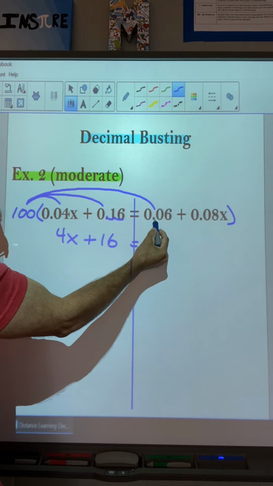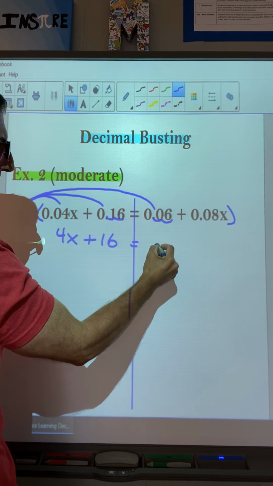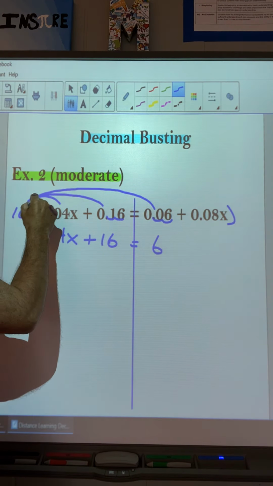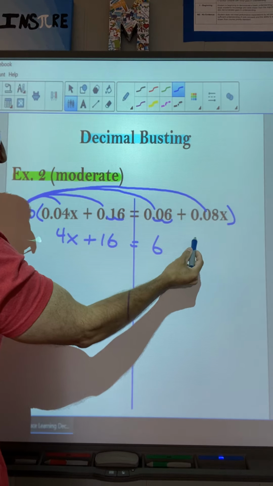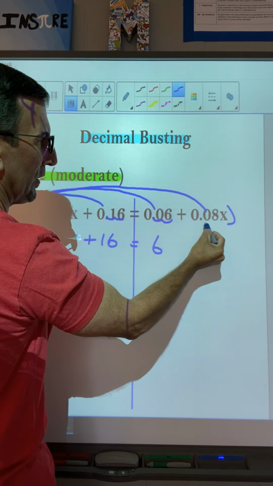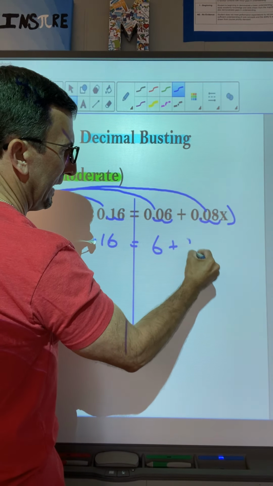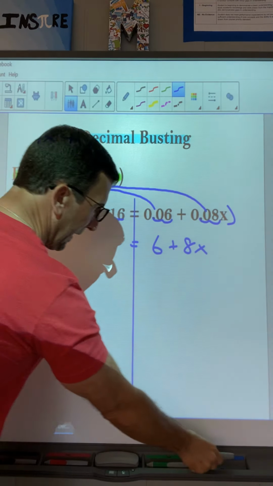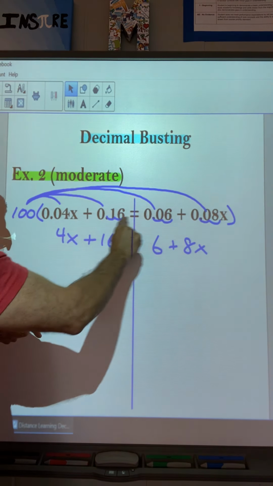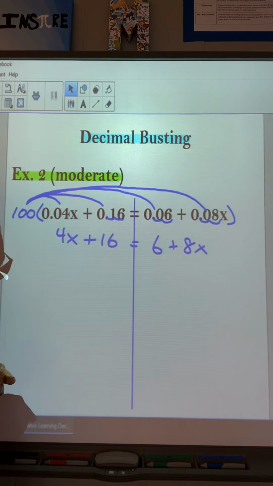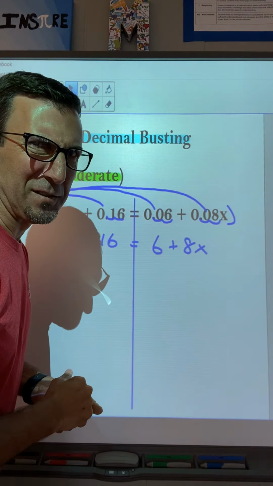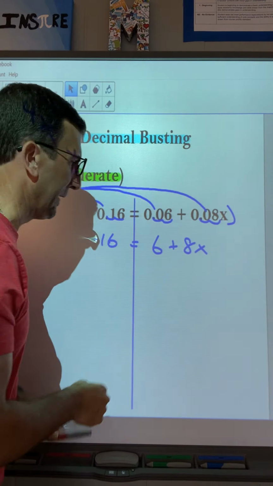100 times that, move it over twice, that's 6. Multiply it by 100, move it over twice, that's 8x. Isn't that problem much easier than that problem? Yeah, much easier. Okay, so let's get solving.